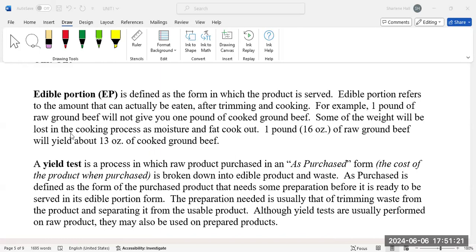So you have to know how to do the yield test. Do me a favor. I'm going to ask you to read this through for me twice. Read it through one time, and then read it through again, and then I'm going to come and explain it.